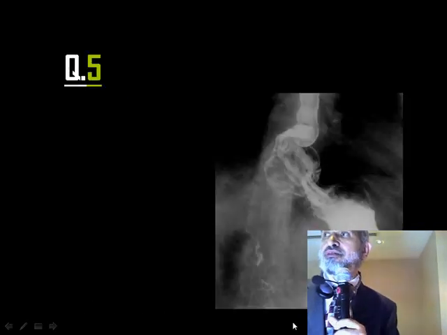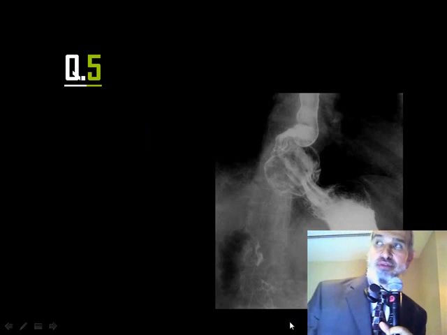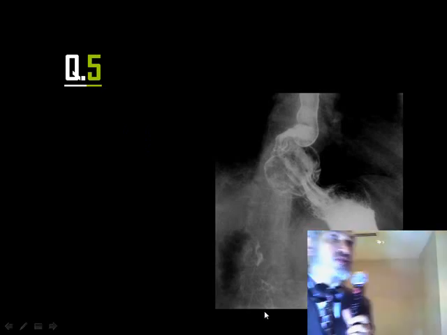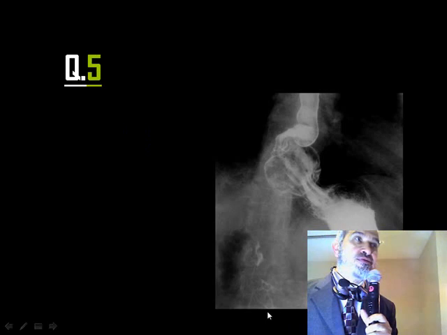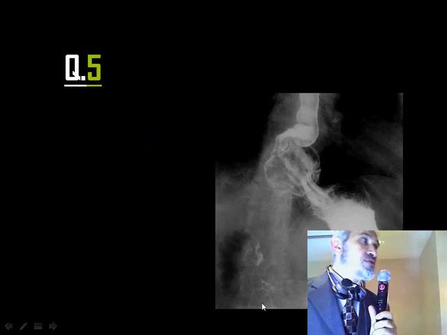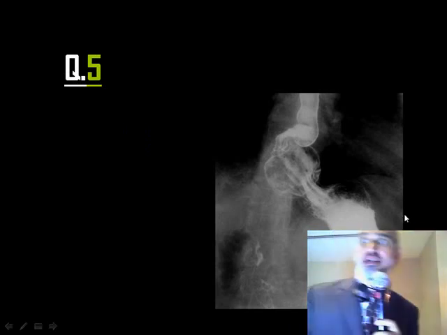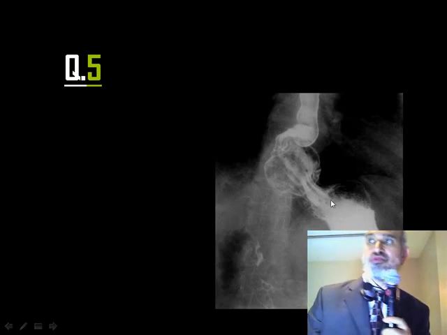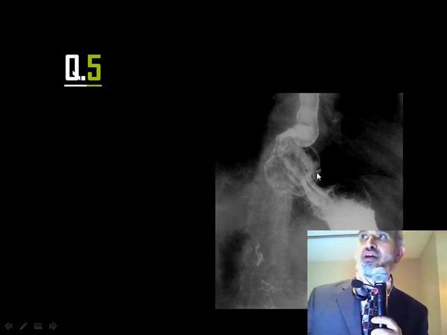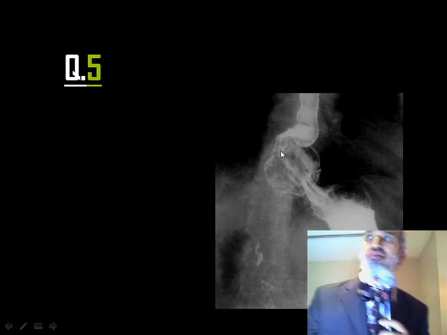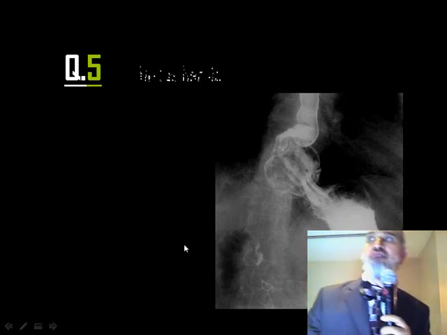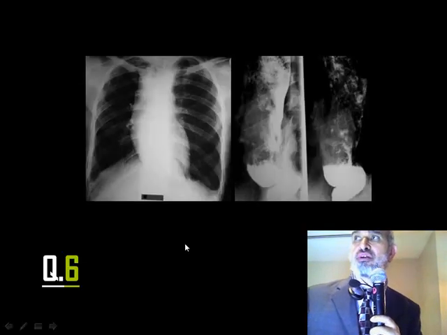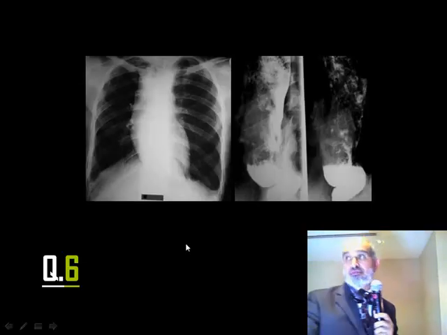Okay, what is the organ? Stomach. What is the diagnosis? Anyone who said this is hernia? Yes, okay. This is a sliding esophageal hiatus hernia. You see part of the stomach is above the diaphragm. This is the diaphragm, and this is the gastroesophageal junction, which is well above the diaphragm. This is the hiatus hernia. What do you think about that?